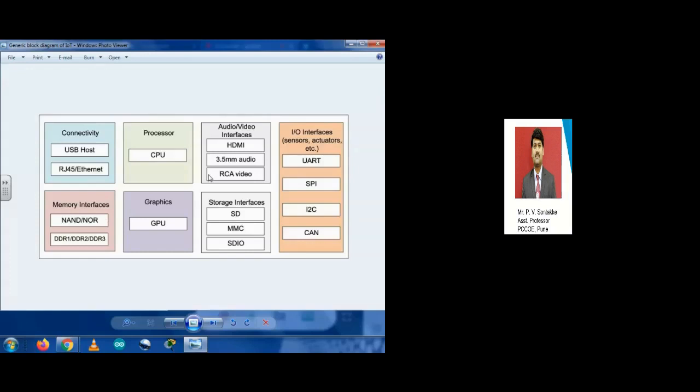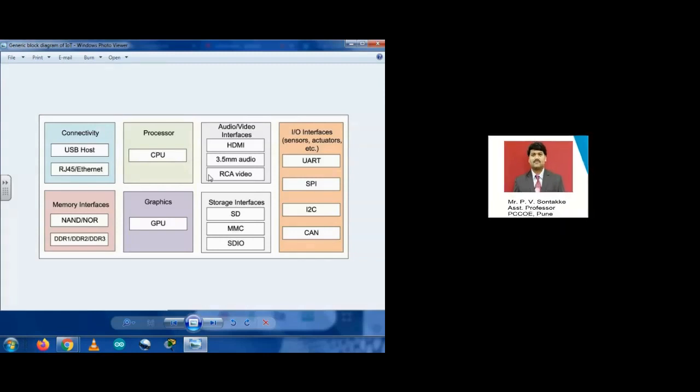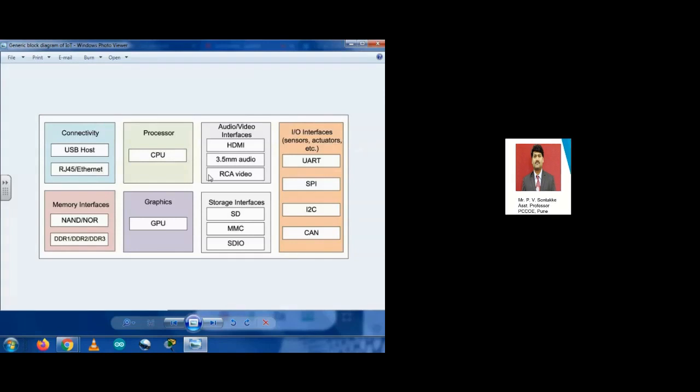The generic block diagram of an IoT system. In your university examination, the question might be asked: explain in brief the generic block diagram of an IoT system. What are the different kinds of interfaces available, and how will your device be able to communicate the data while using different interfaces? So today we're going to discuss all these interfaces.